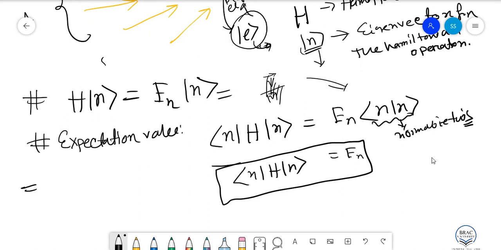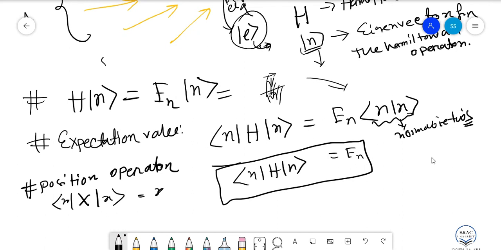If it was a position operator, let's say denoted by x, and let's call its eigenkets small x. This would give you the small x, this means the position. The notations might seem a bit confusing, but when we deal with the numerical things, it will become clear what these things are. The position is just the expectation value of this position operator, that is denoted by capital X, or you can also give some hats over here if you like.